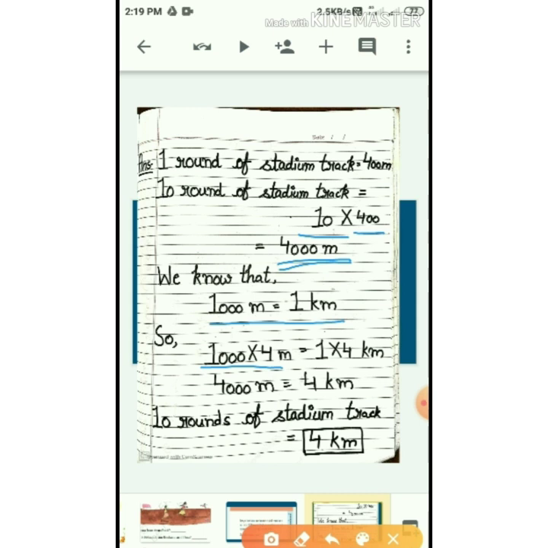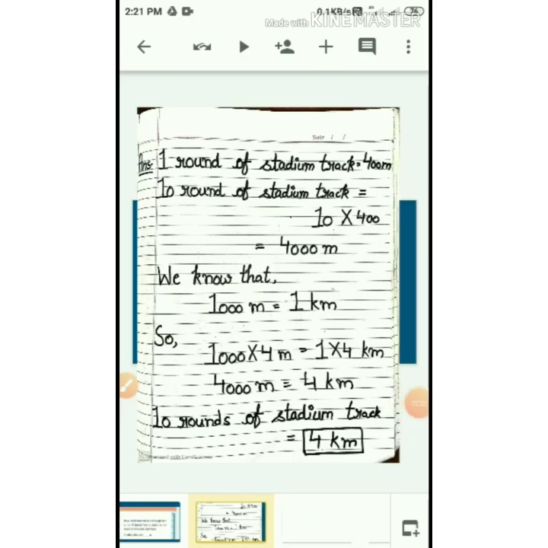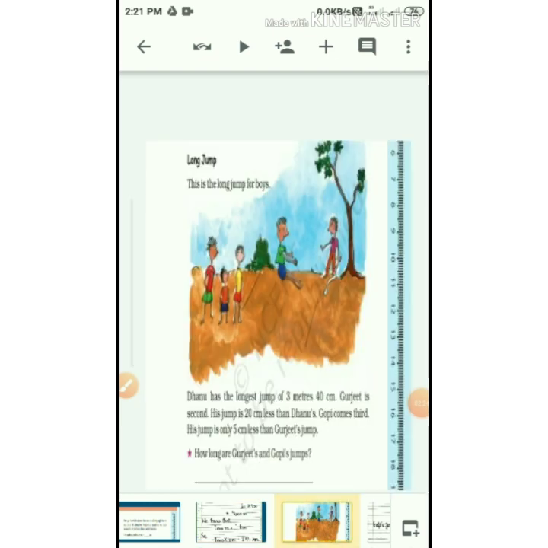So 1000 meter is equal to 1 kilometer. We will multiply by 4 on both sides. 1000 multiplied by 4 meter is equal to 1 multiplied by 4 kilometer. So 4000 meter is equal to 4 kilometer. So we have converted 4000 meter into 4 kilometer. So the answer is 10 rounds of stadium track is equal to 4 kilometer. Understood, class?